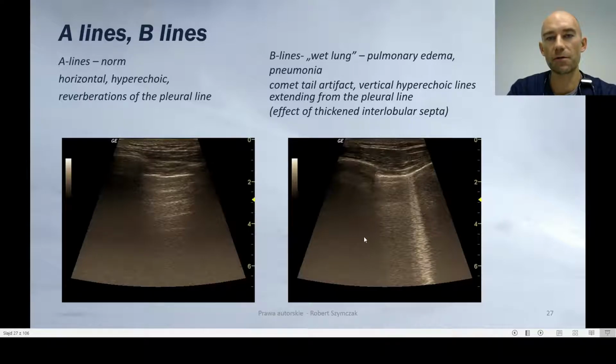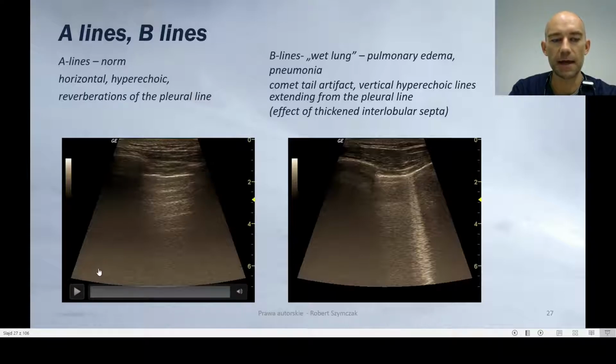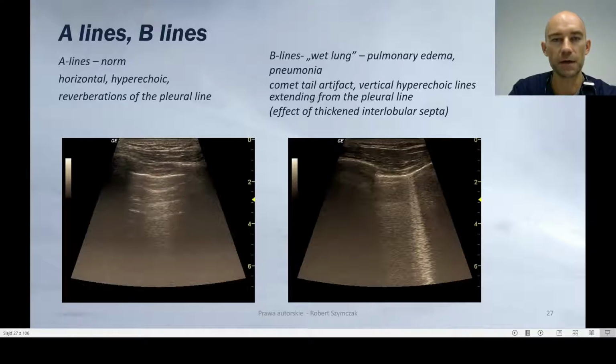Then another thing you can look for are A lines and B lines. A lines are normal, it's the norm. The A lines are horizontal, hyperechogenic reverberation of the pleural line. So here you can see A lines, these horizontal lines. That's the normal sign. There is no fluid in the lung. And the B lines are characteristic for the wet lung.